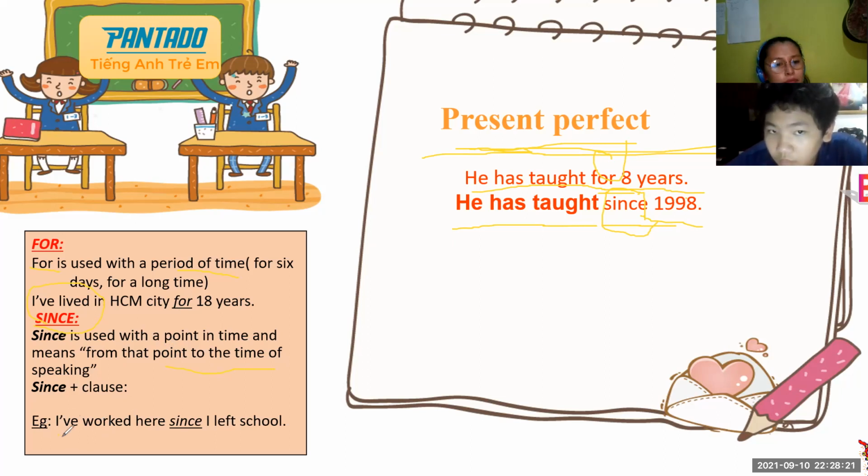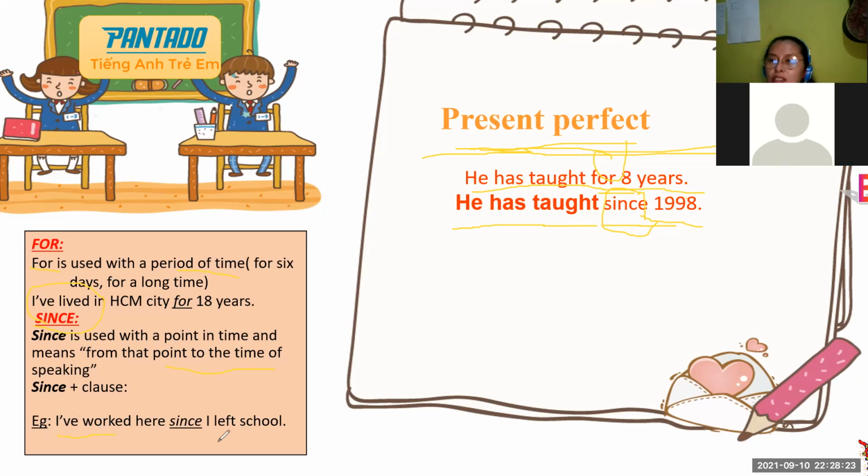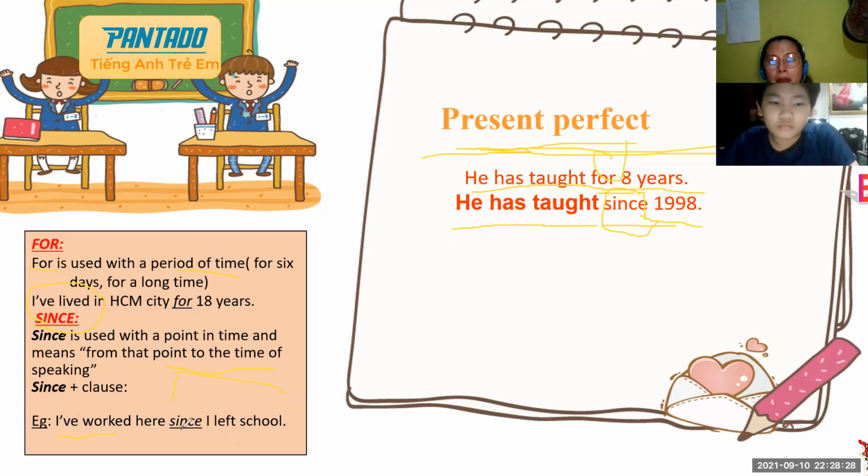Another example, like I've worked here since I left school. So when I left school, I started to work here. Present perfect. From the past until now, that is present perfect tense. Do you understand? From the past until now. Do you have any question about that?